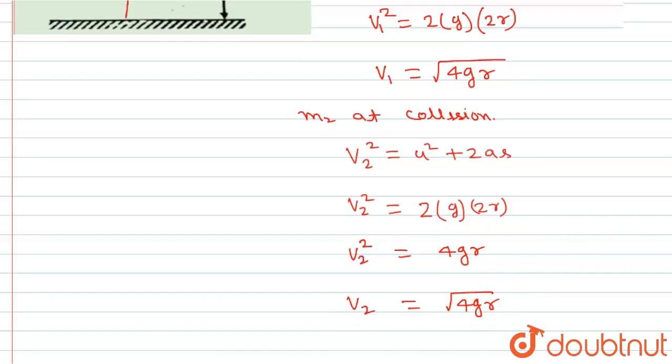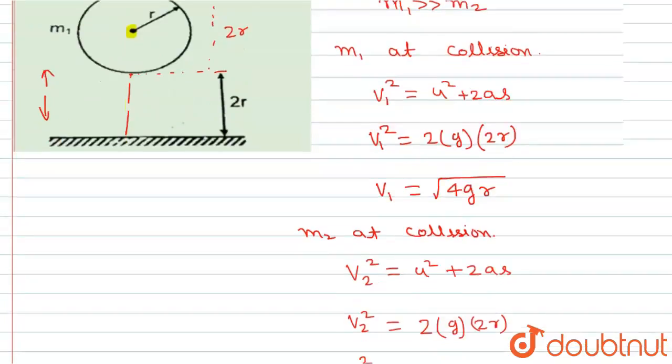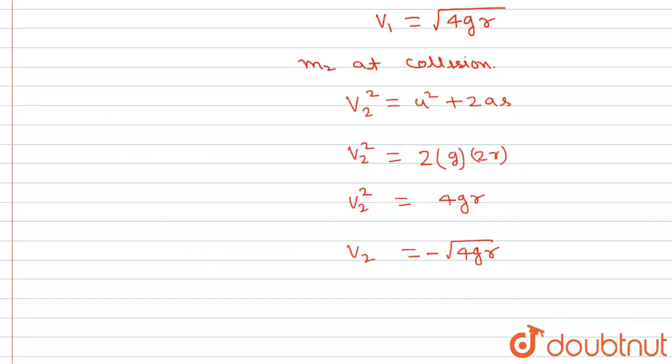But this v2 we have to take as minus. Clear? V1 is in this direction and v2 is in this direction, so we take v2 as minus here. So this is v1 and v2. Now after the collision of both balls, let us consider the velocity to be v dash.